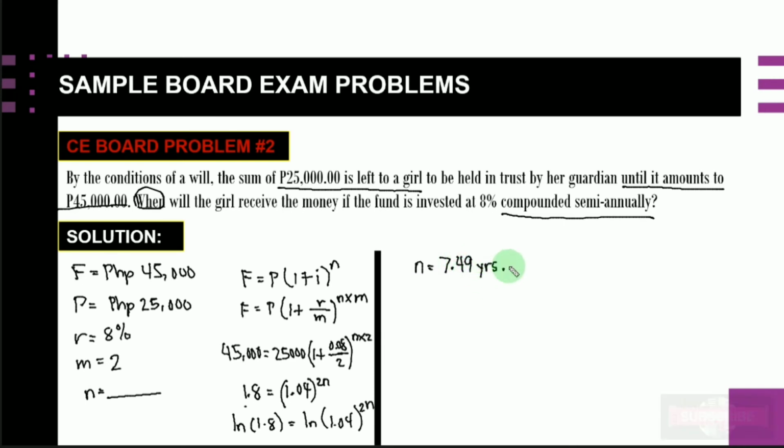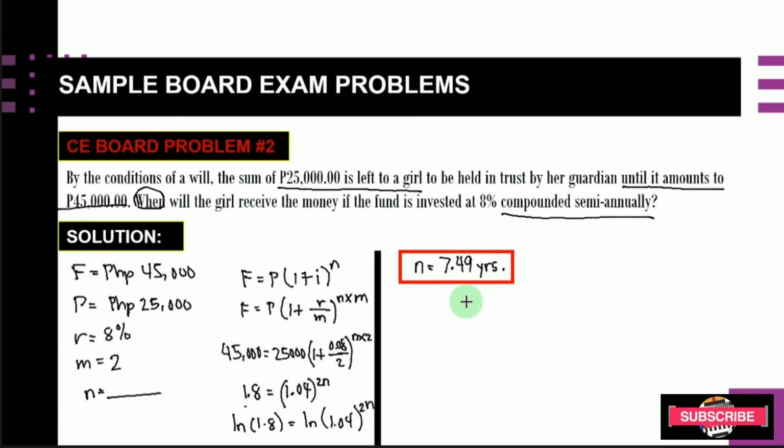years. Okay, so mao ni siya ang atong answer sa problem, so we have this n equal to 7.49 years. Mao ni siya ang answer sa problem, when will the girl receive the money if the fund is invested at this 8% compounded semi-annually. Okay, so again that would be it for this CE board problem number 2.